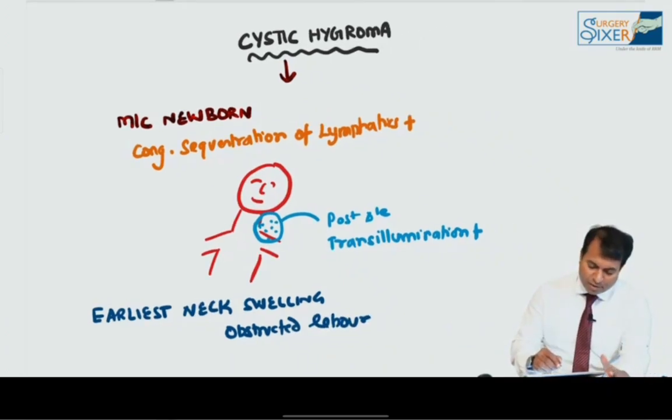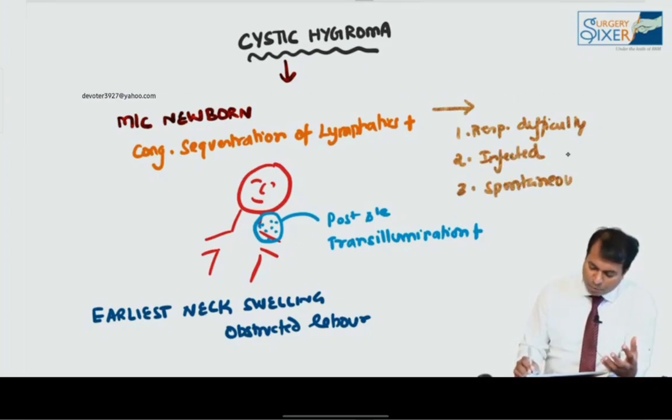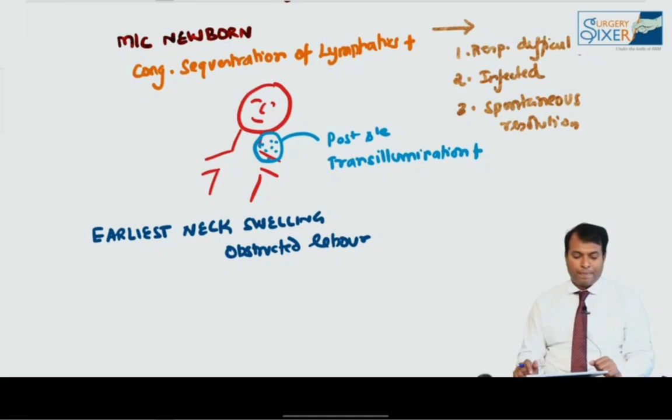Cystic hygroma has a list of complications like number 1, respiratory difficulties for the baby. It can get infected, and spontaneous resolution also is seen in many cases. So respiratory difficulty, infection, spontaneous resolution, everything is possible in these cases. So what is the management of these babies?